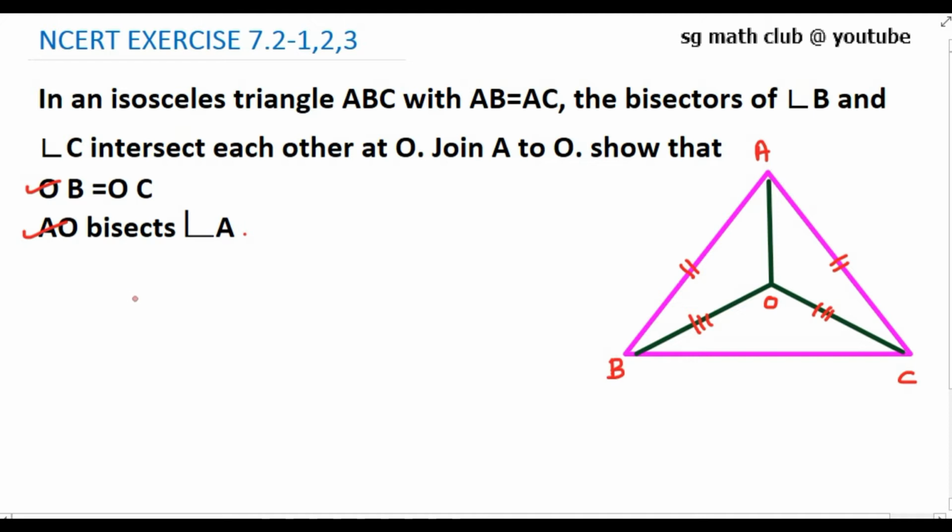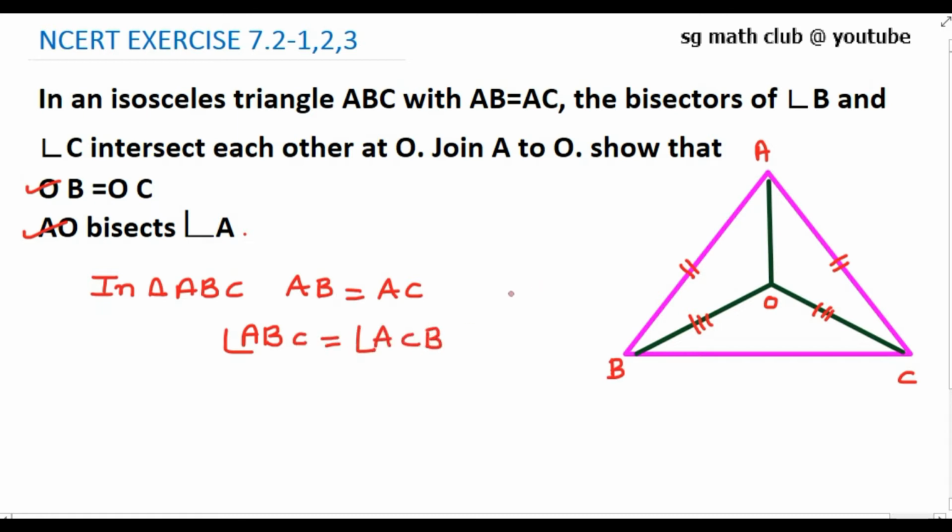So we are mainly going to use the property that angles opposite to equal sides of a triangle are equal, or the sides opposite to equal angles are equal. So in triangle ABC, they have already given AB equal to AC. So I can write angle ABC is equal to angle ACB because angles opposite to equal sides of a triangle are equal.